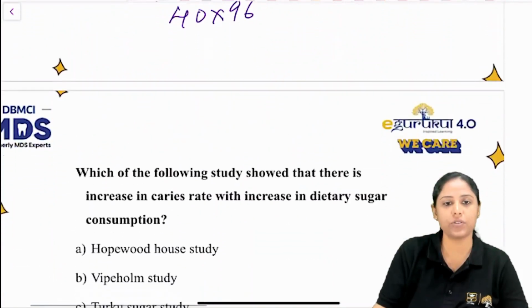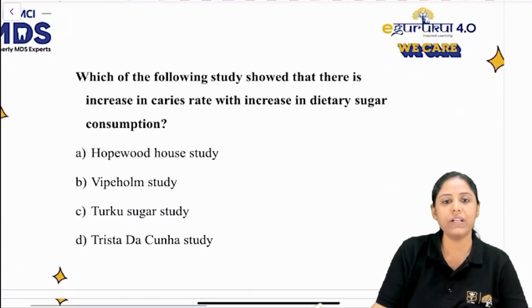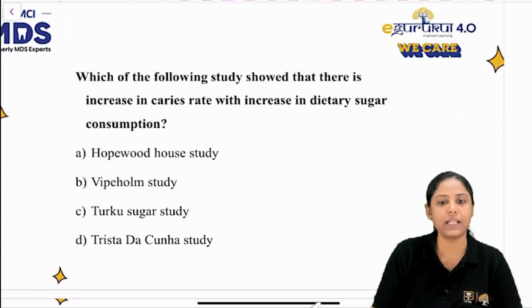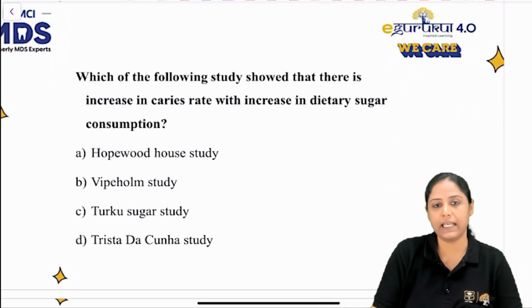Coming to our next question. Which of the following studies showed that there is an increase in caries rate with increase in dietary sugar consumption? So this question is based on our dietary studies section. Is it choice A, Hopewood House study, or choice B, Vipeholm study, or choice C, Turku sugar study, or choice D, Tristan da Cunha study?